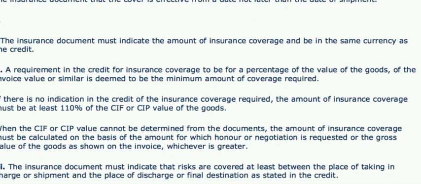And this is a very, very important clause: if there is no indication in the credit of the insurance cover required, the amount of insurance cover must be at least 110% of the CIF or CIP value of the goods. Cost, insurance, freight, or CIP value of the goods. Sometimes they mention it should be 120% of the CIF or CIP. But if it is not mentioned at all, the cover must be at least 110%. This is very important, 110%.